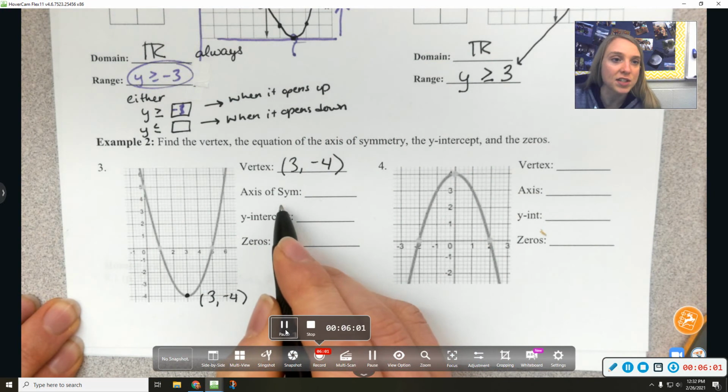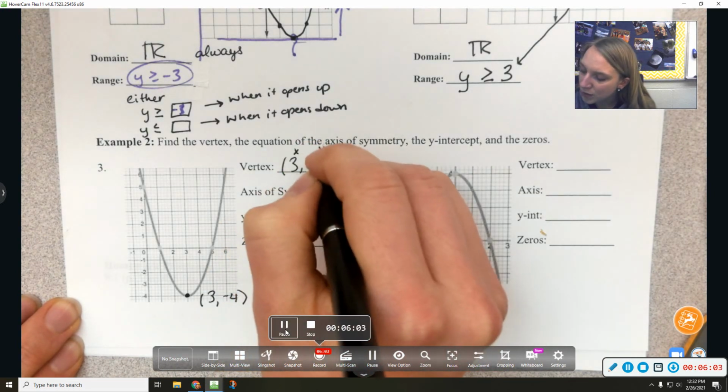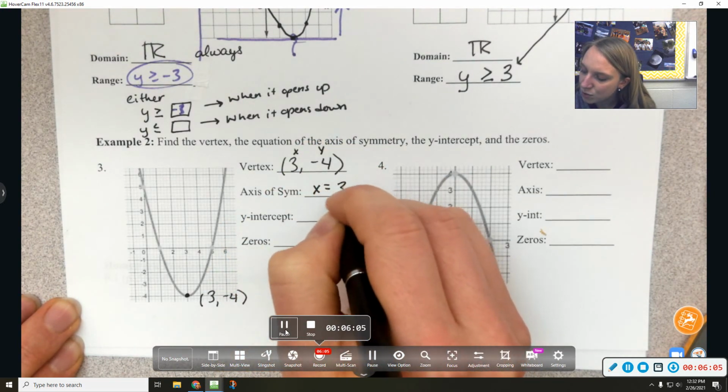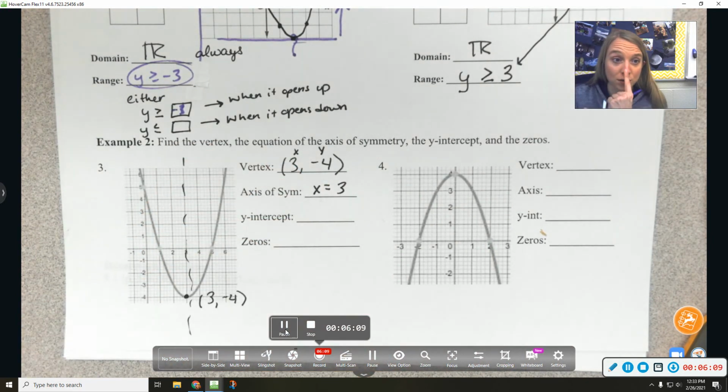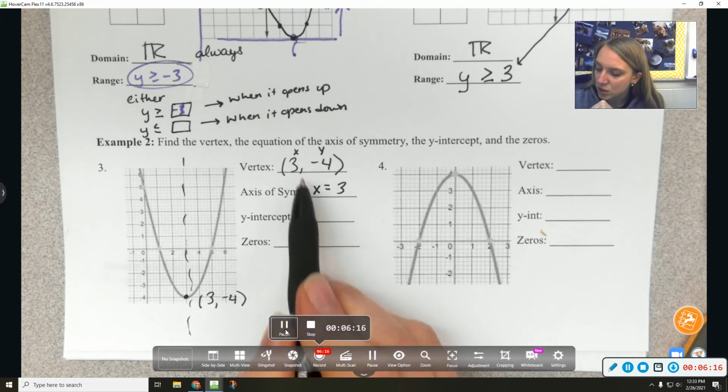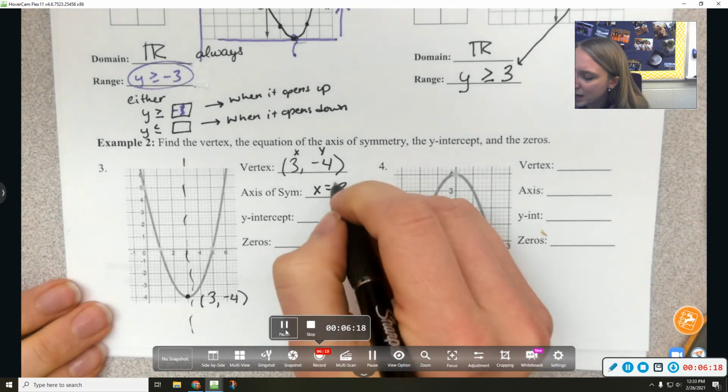The axis of symmetry is always where the x is. So it's x equals 3. It's a vertical line going through the vertex. So if your nose is like your vertex, it's a vertical line going through your nose. That is what this is like, x equals. It will always be x equals box.